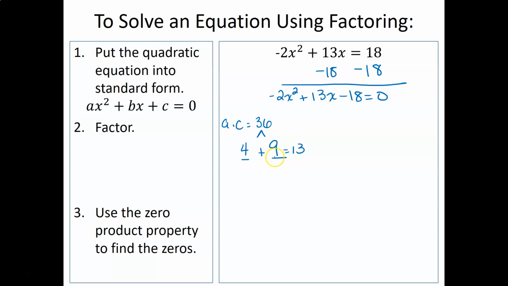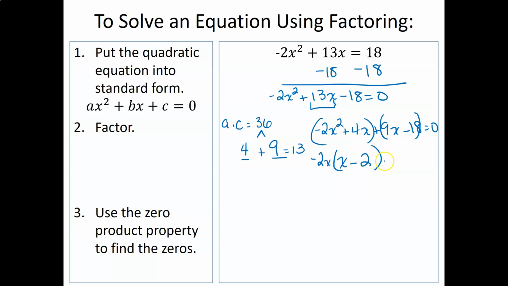Sorry about that bell there. This becomes, I'm going to replace the b term with negative 2x squared plus 4x plus 9x minus 18 equals 0. I'm going to factor this into two groups here. The overall GCF of the first group is negative 2x. Negative 2 divided by negative 2 is positive 1. X squared divided by x is x. 4 divided by negative 2 is negative 2. X divided by x is 1, so those cancel out.